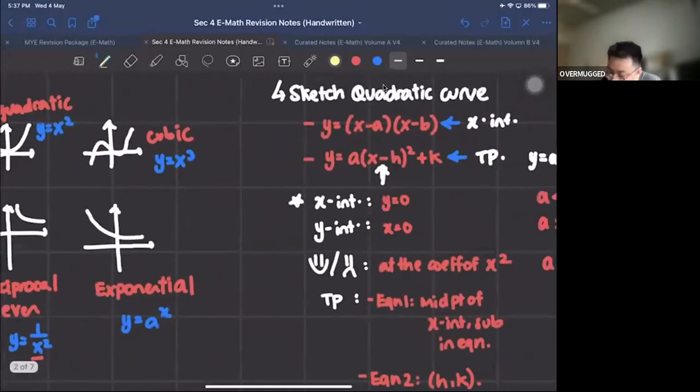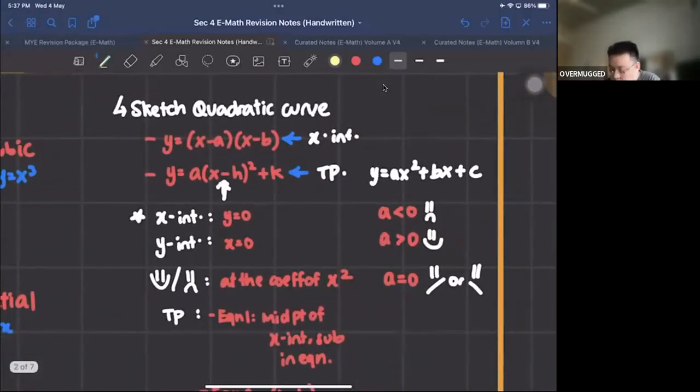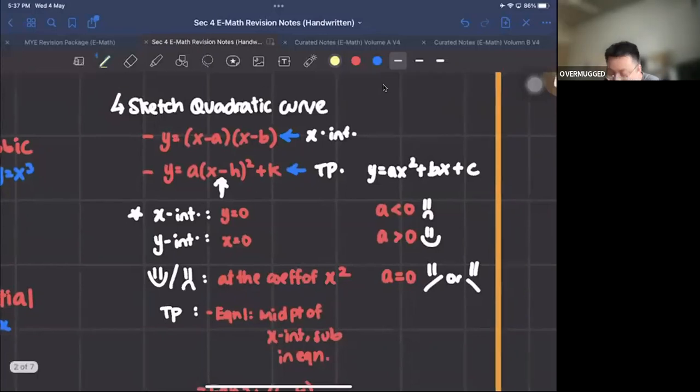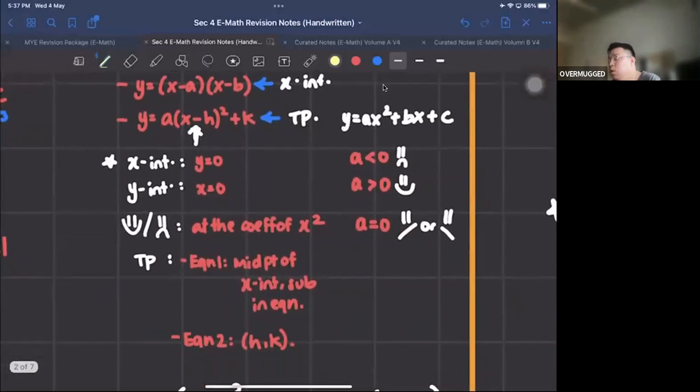Okay. Now, whenever you're sketching a quadratic curve, please remember that you need to look out for 4 things: your x-intercepts, your y-intercepts, your happy face or sad face, and your turning point. Now, it depends on what kind of equation you're given. If you're given the x-intercept form, then you can read off the x-intercepts. Turning point, you tabulate using the midpoint. And if you're given the turning point equation, then you have the turning point already. Okay. Please remember that if you're checking for happy face and sad face, if the value of a is less than 0, it's a sad face curve. Greater than 0 is a happy face curve.